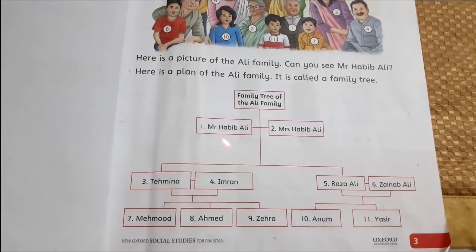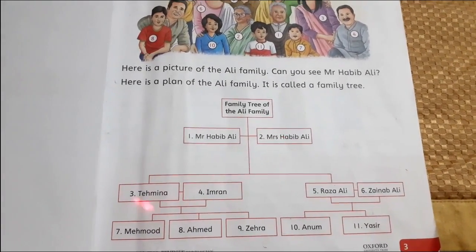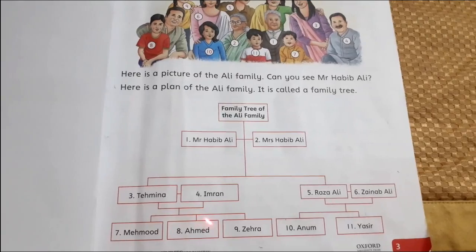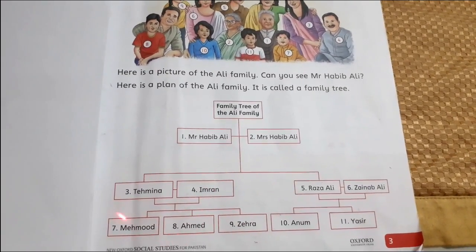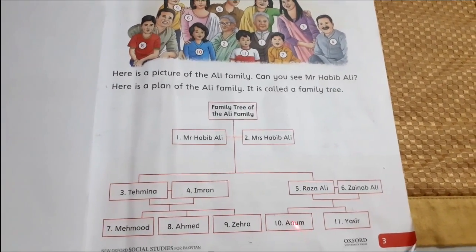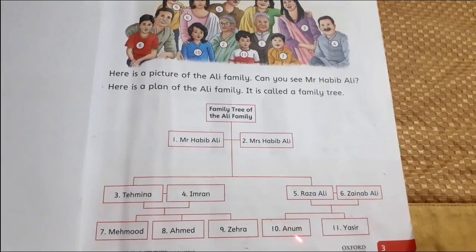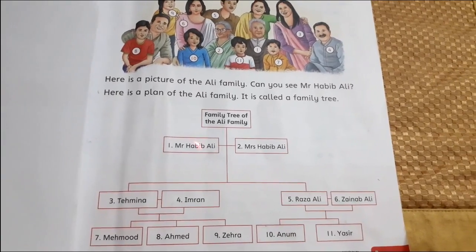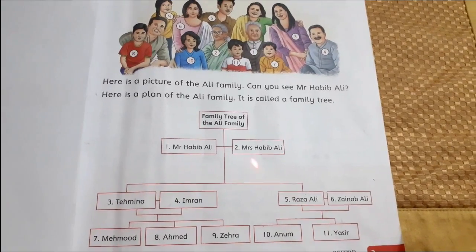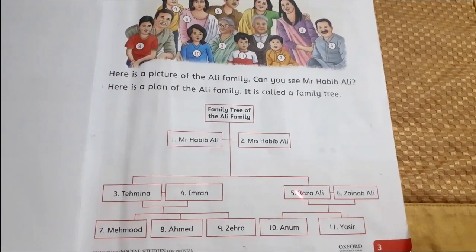Mr. Habib Ali is father of Tehmina and Raza Ali, and Mrs. Habib Ali is mother of Tehmina and Raza Ali. Tehmina is mother of Mahmood Ahmad and Zahra, and Imran is father of Mahmood Ahmad and Zahra. Raza Ali is father of Anam and Yasser, and Zainab Ali is mother of Anam and Yasser. Mr. Habib Ali is grandfather and Mrs. Habib Ali is grandmother of Anam and Yasser.